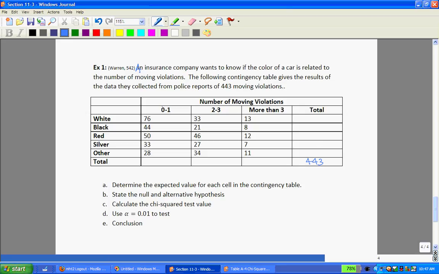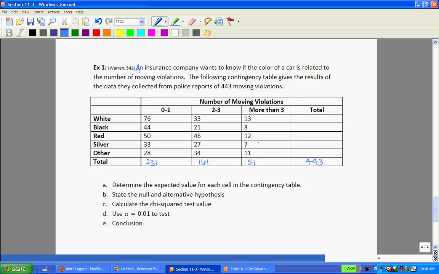So if I add up this first column here where the cars have just a few moving violations of 0 to 1, I end up getting a total of 231. That next column adds up to 161, and the final column is 51. So you're welcome to pause the video and add them up and make sure you're getting the same numbers.